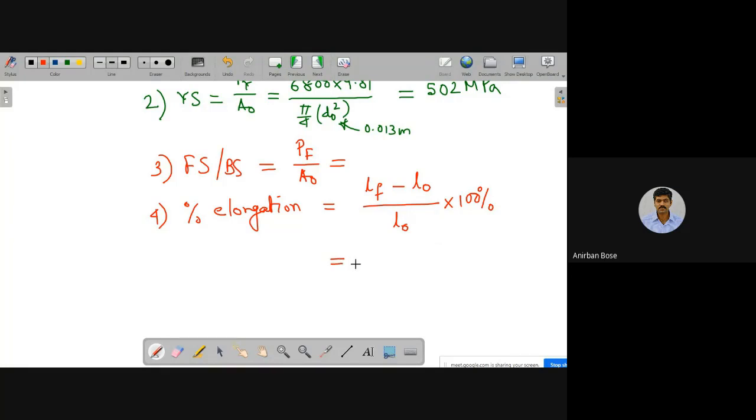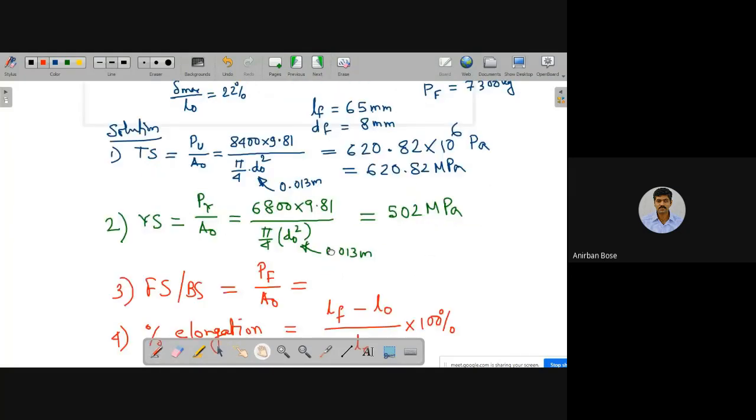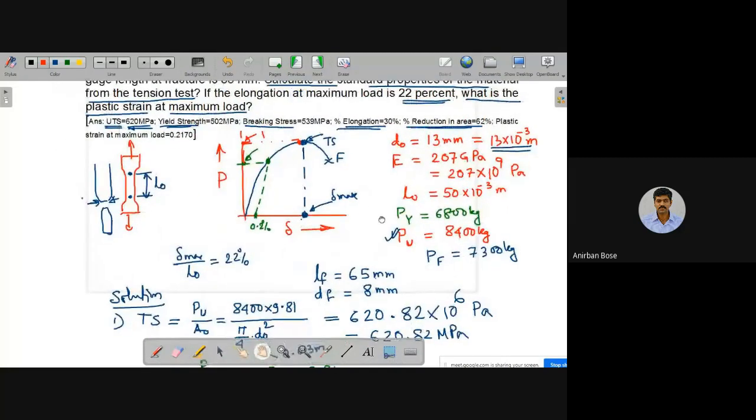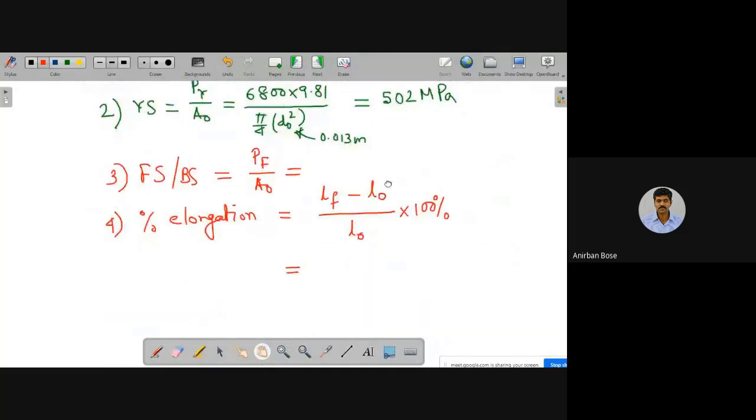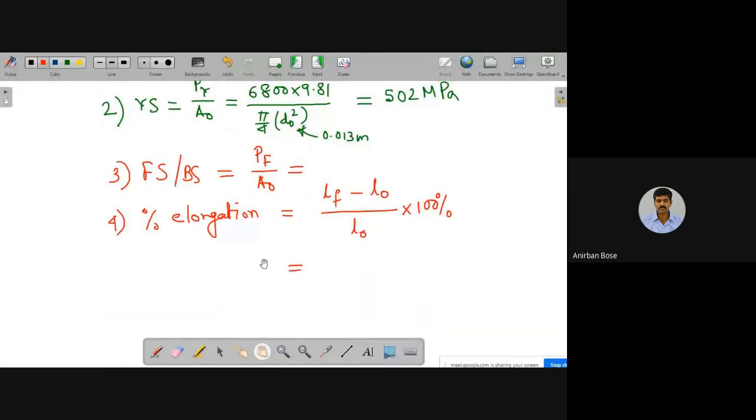So you just do this calculation and you will get the percentage elongation. For this particular problem, let me check what is LF and L0. You see that LF is 65 and L0 is 50. It is immaterial in which unit you are calculating, because percentage elongation does not have any unit. So you simply can do 65 millimeter minus 50 millimeter divided by 50 millimeter into 100% and check what is the answer. So this is regarding the percentage elongation.